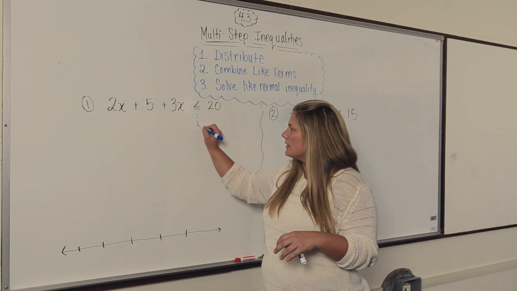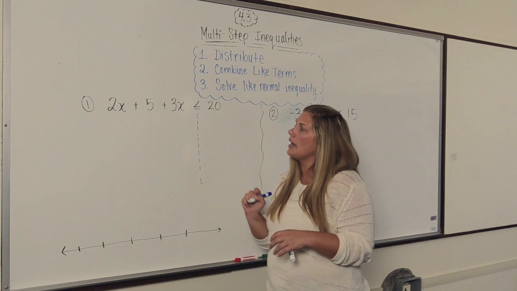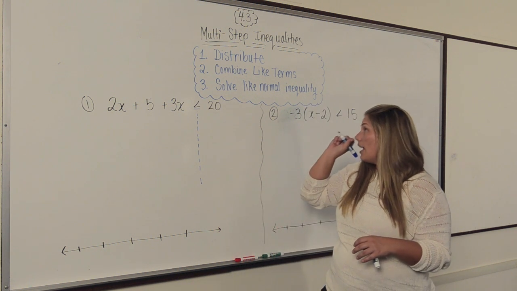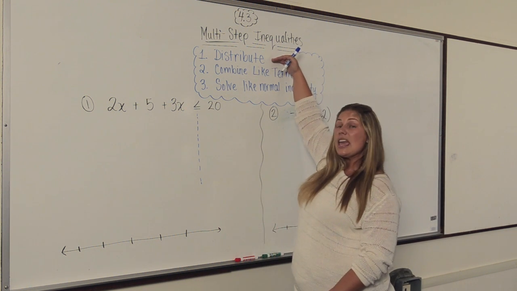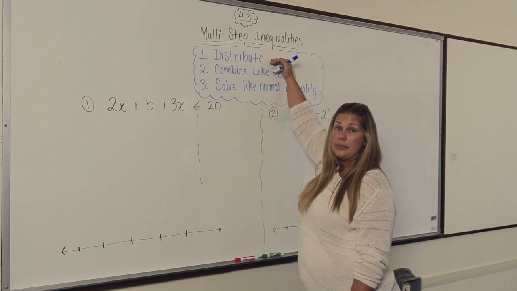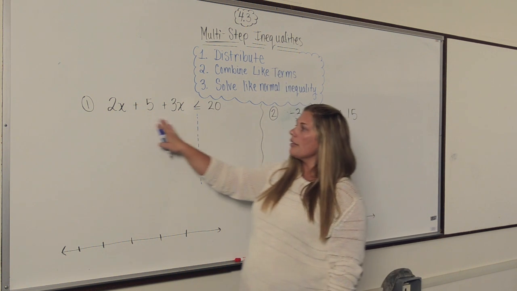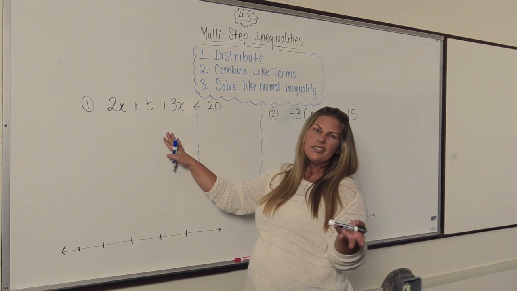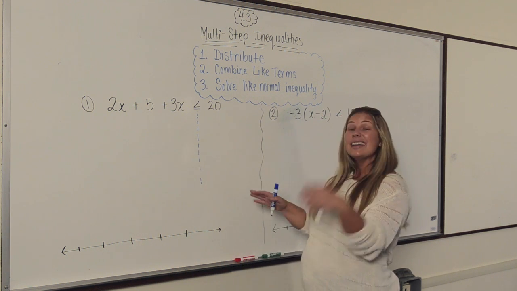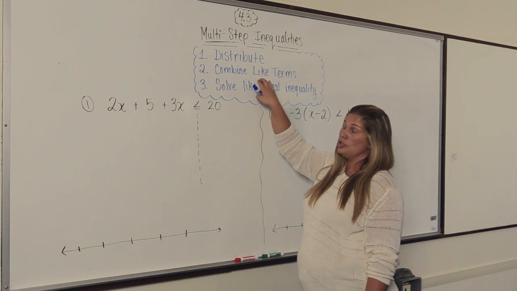So first step, just like always, I want to see that line down through that inequality sign. And this is basically our order. If we have a number touching the parentheses, we have to distribute. Well, as I look at this problem right here, I don't even have parentheses. So I get to skip step 1 and go to step 2.